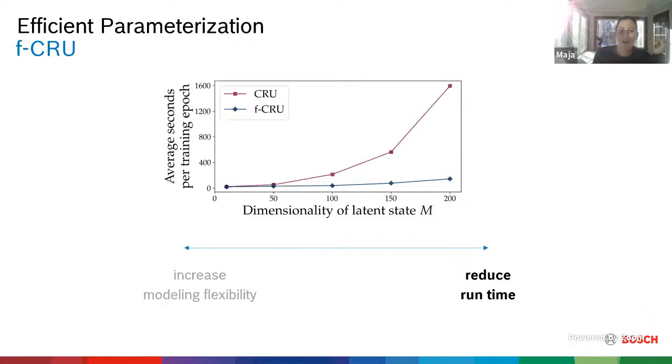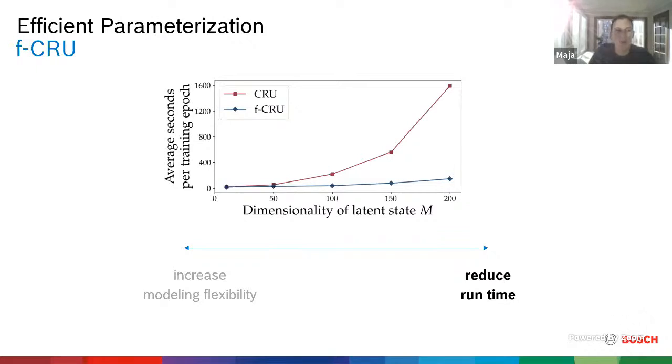It has a much worse runtime, especially as the dimensionality of the latent state increases. And with f-CRU, which we call the fast CRU, we get a significant decrease in runtime. Yes.